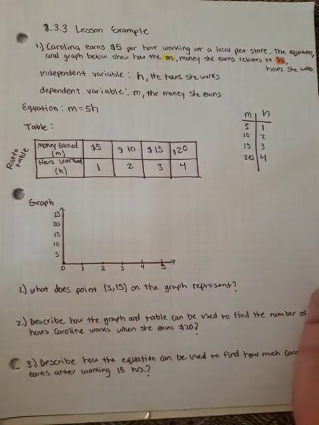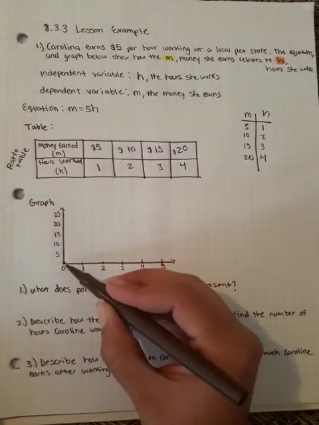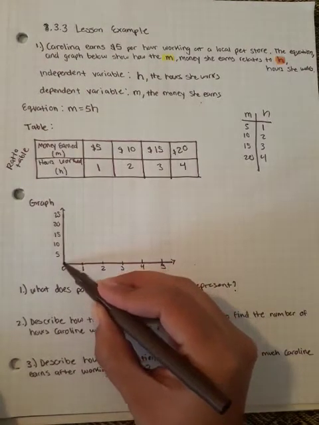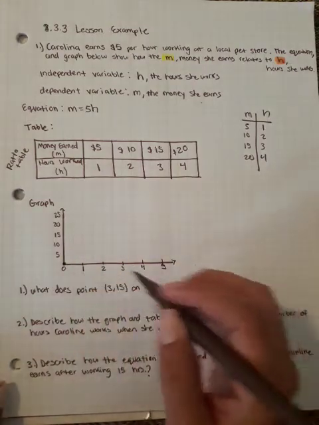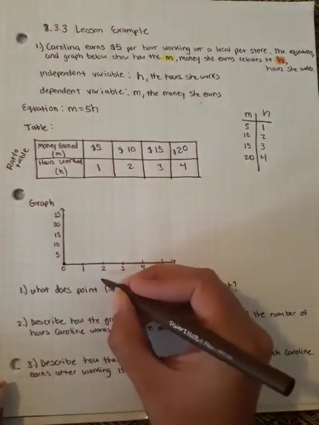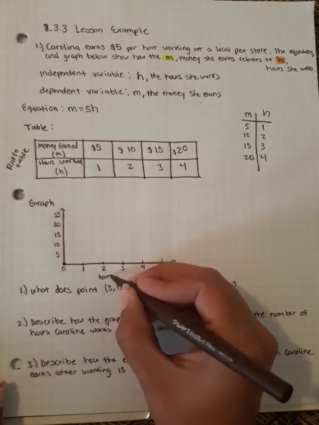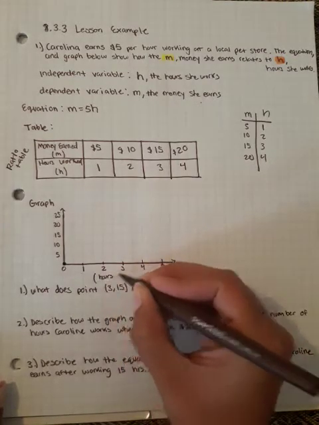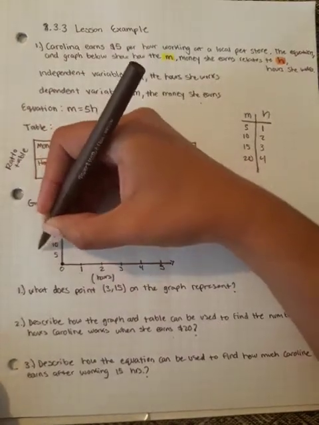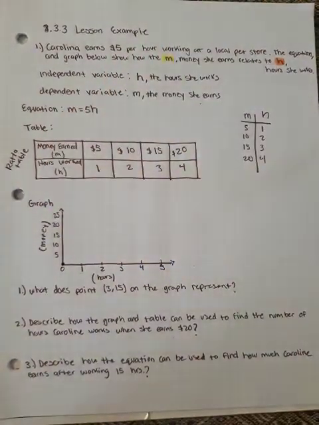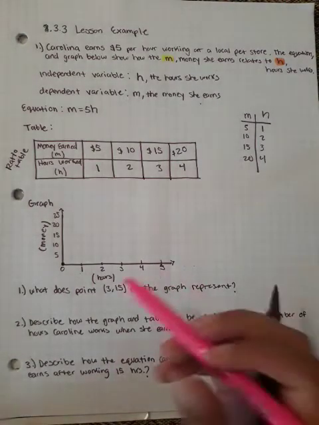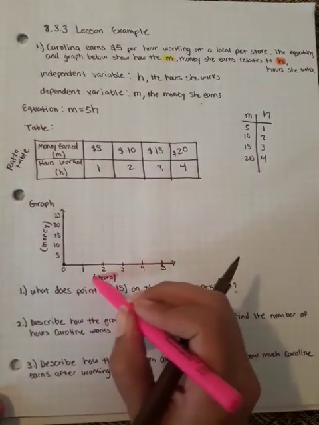So if she works for 0 hours, she's gonna earn $0, right? 0, 0. So I'm gonna start here. If she works for 1 hour, Oh, I forgot to label this. These are the hours she works, right? Hours, and this is how much she earns. So the money. I'm gonna highlight that just so it stays organized. Hours.